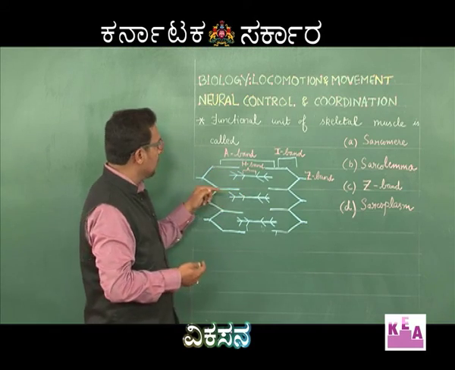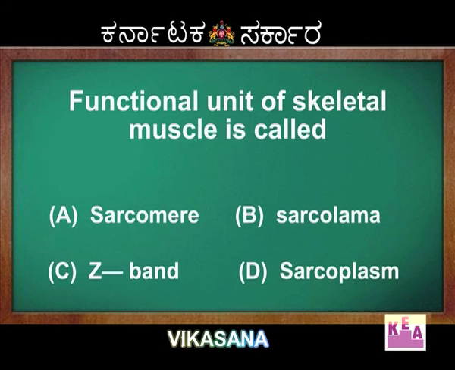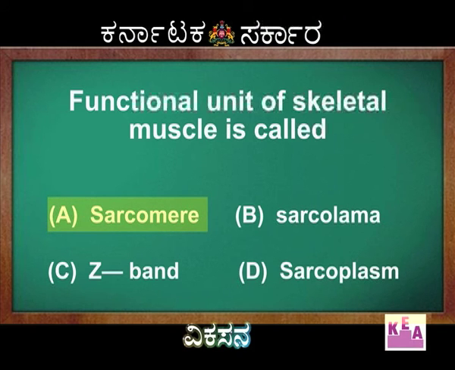Based on this, we have a question: the functional unit of skeletal muscle is called option A sarcomere, option B sarcolemma, option C Z band, and option D sarcoplasm. Sarcolemma is the plasma membrane of the muscle fiber, whereas sarcoplasm is the cytoplasm of the muscle fiber. Z band is part of the functional unit of muscle. The actual functional unit of muscle is the sarcomere, and the answer to this question is option A, sarcomere.